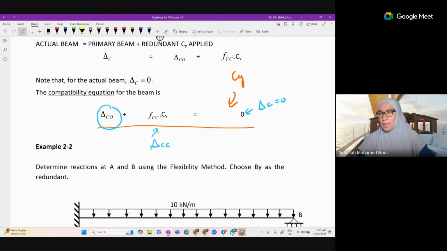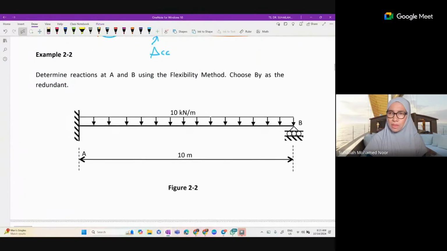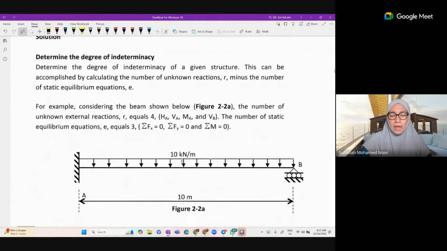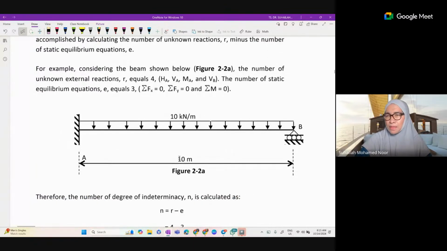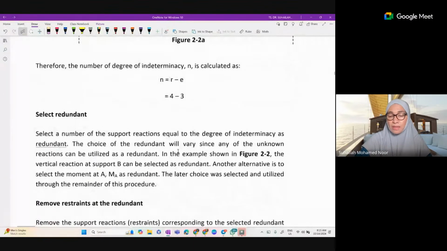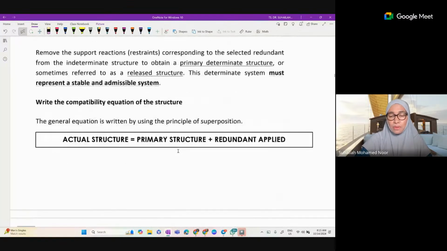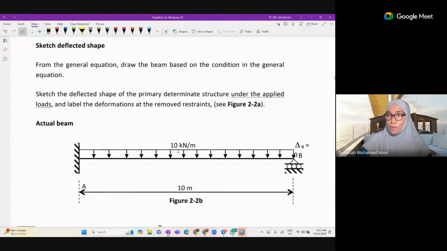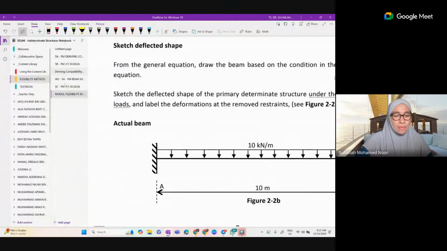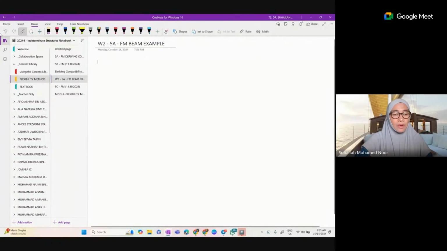Okay, now we will do one example. I don't want to solve this one. I want you to just try on your own. This is just a simple one-span beam. This is quite straightforward. So we will try another one. Let's say we have 3 spans, A, B, B, C, C, D. So we try another example.